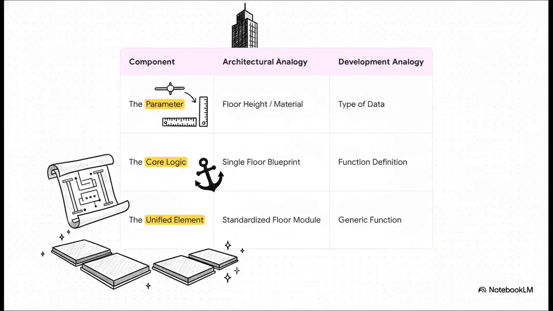Okay, so this table breaks down our skyscraper analogy into three really important parts. First up, you have the parameter. Think of this as the variable, the thing you can change, like a floor's height or the material you're using. Next, you have the core logic. This is the master blueprint itself, the stuff that doesn't change, like where the support columns go. And finally, you get the unified element. This is the actual floor that gets built based on that blueprint. This is where the magic really happens.